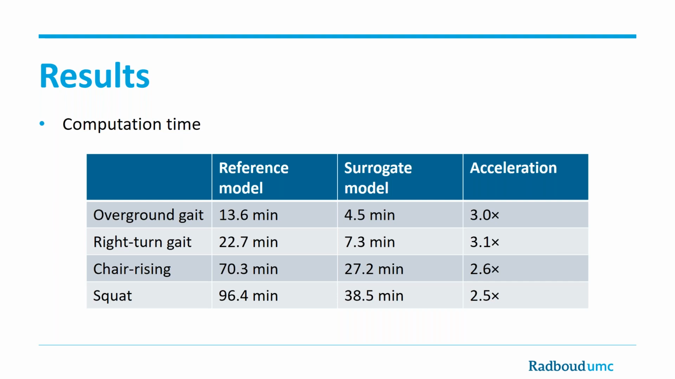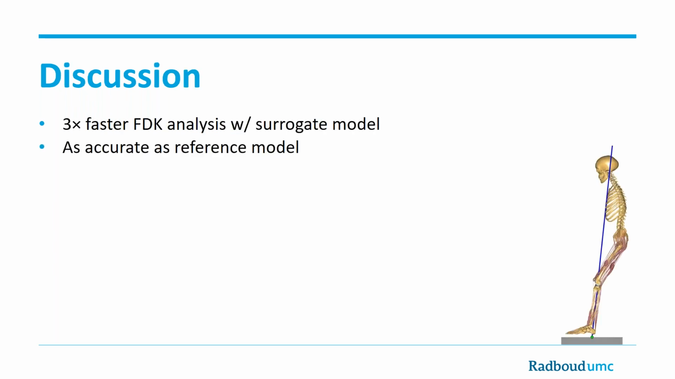We also tested on different activities of daily living, such as rising from a chair or squat. The trend that we saw was generally a 3 times speed up in the computation time when using the surrogate model within the FTK analysis. The accuracy was the same as for the reference model.